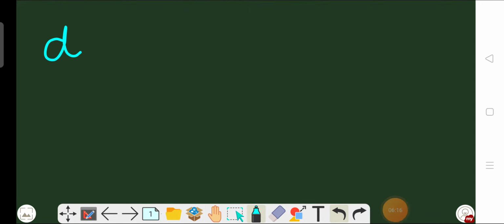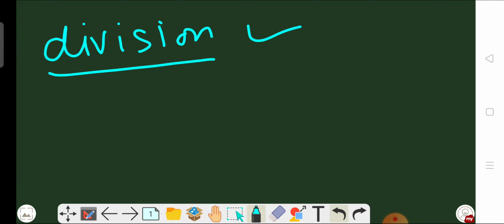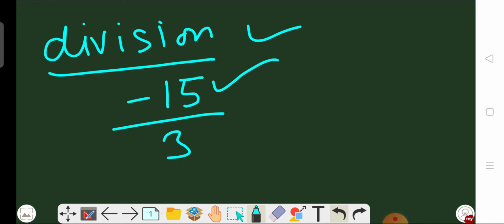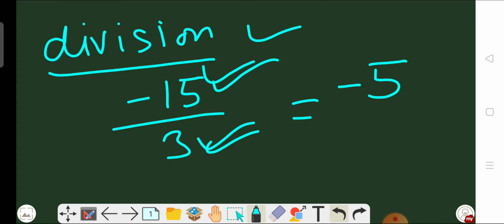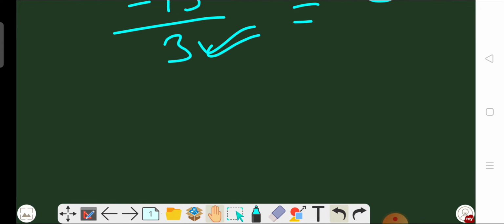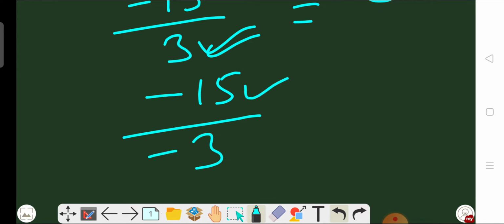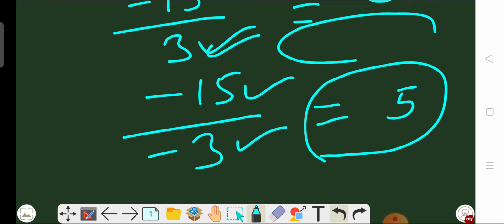Now division beta. In case of division, for example, you have to divide minus 15 by 3. One integer is negative, another is positive. If both integers have different signs, then their resultant is negative. So the result is minus 5, because one is negative, another is positive. And if both integers have the same sign, in the same manner you have to divide minus 15 by minus 3. This is negative, this is negative. Then their resultant is positive. Okay, clear?